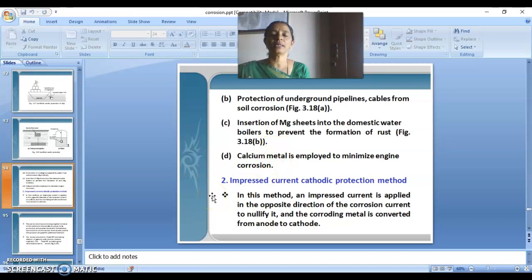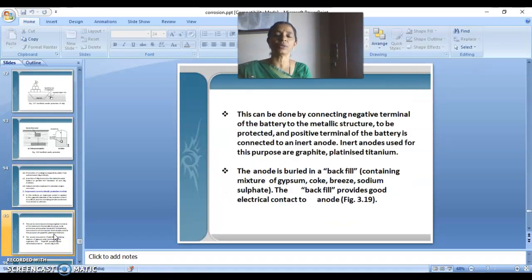The next method in electrochemical methods, the second method supporting prevention of corrosion, is the impressed current cathodic protection method. Here, the metallic structure which is going to be protected from corrosion is connected with the negative terminal of the battery. And the positive terminal is an inert anode. Usually the inert anodes here are graphite or platinized titanium.